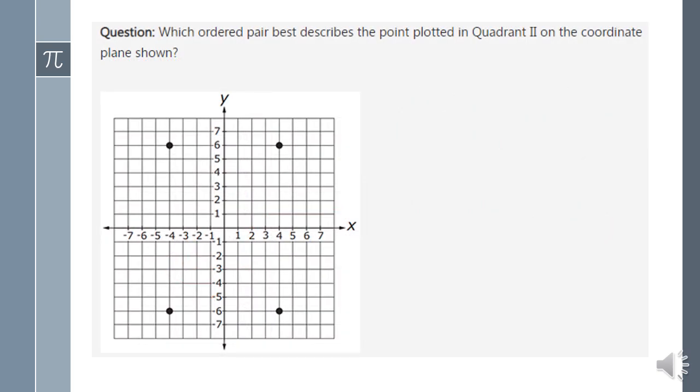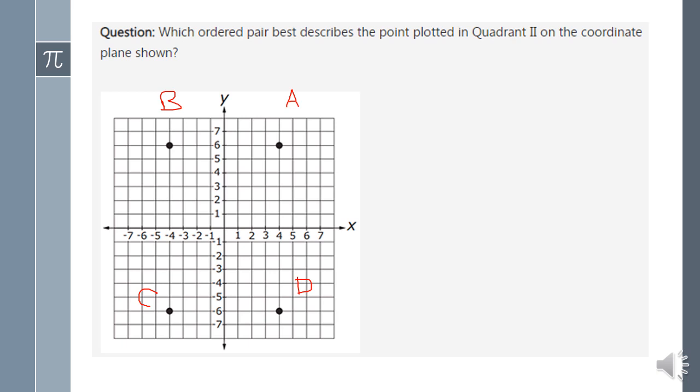Okay, which ordered pair best describes the point plotted in quadrant 2 on the coordinate plane shown? So if you're in class, I want you to just pause this video and let's raise our hand. Let's call this point A, point B, point C, and then point D. Okay, for those that are online, test yourself and see if you get this correct.